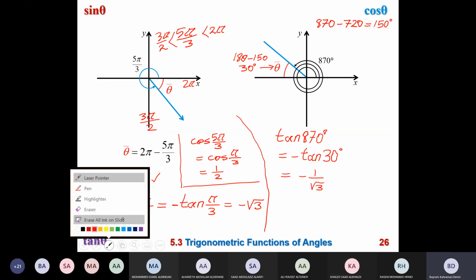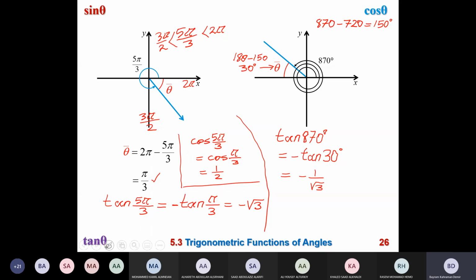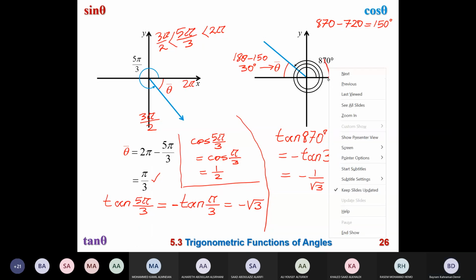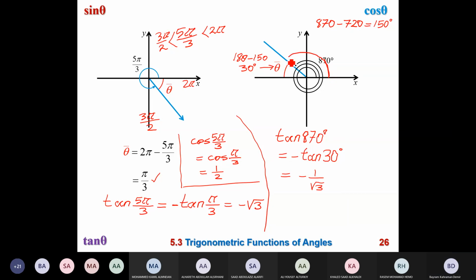And maybe we like to see where is the 150, by the way. 150 is this one, right? This is 150. So now you just forget about 870. Just focus on 150 because they are coterminal. All right.